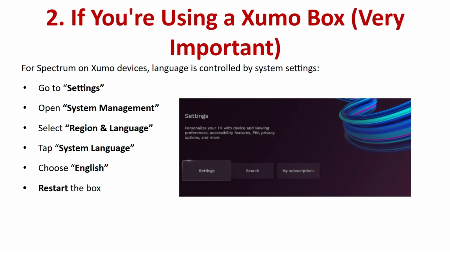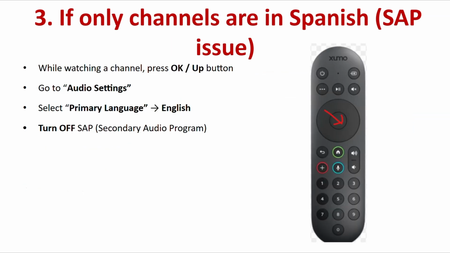If you are using Zumo Box, very important. First, go to Settings and in it open System Management. Then select Region and Language. From there, tap System Language and choose English. Now restart the box. Third, if only channels are in Spanish, tap Issue.